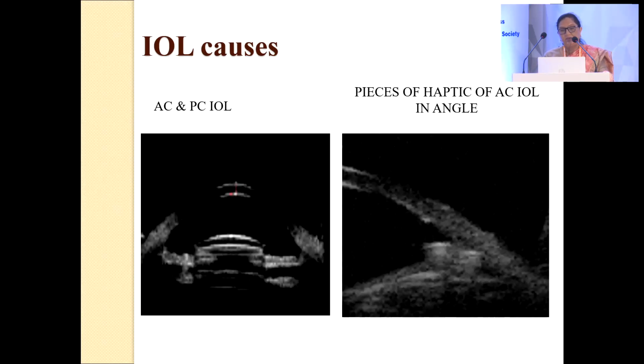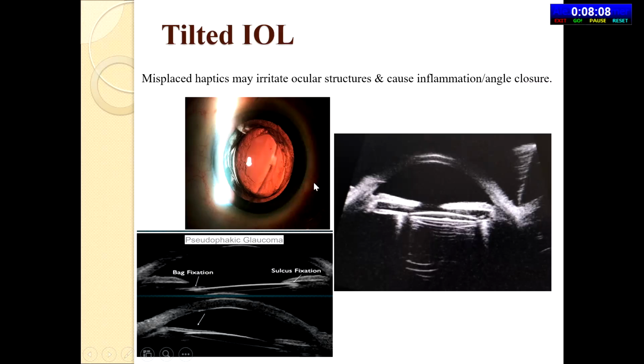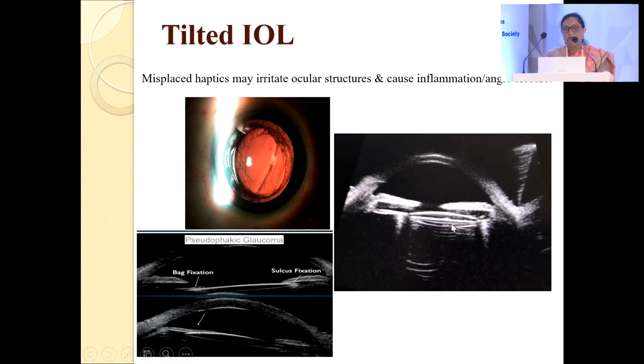In this patient, the cornea is opaque, and when we did the UBM, there is an anterior chamber IOL and also a posterior chamber IOL, both IOLs in the same eye, and it causes edema of the cornea and raised intraocular pressure. Here the haptic pieces of the ACIOL are in the angle, and this causes irritation, inflammation, and raised intraocular pressure. In a tilted IOL, there are misplaced haptics that may irritate the structures and cause inflammation of the angle structures. Here this haptic is in the sulcus, and this is in the bag.